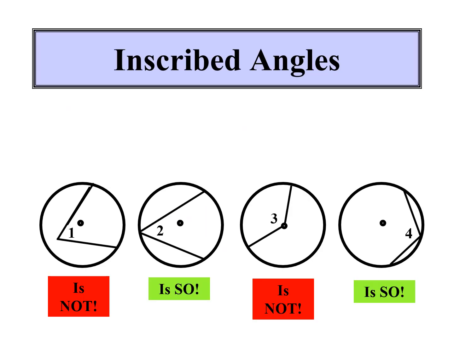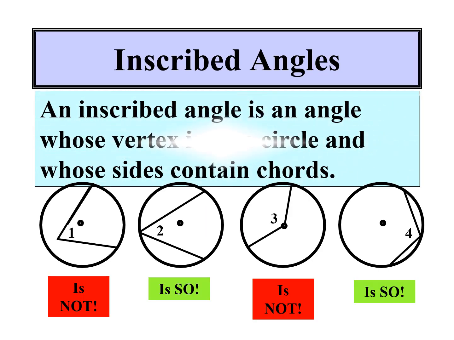So let's move on to inscribed angles. An inscribed angle is an angle whose vertex is on a circle and whose sides contain chords. For the first one, it is not an inscribed angle. The second one, it is an inscribed angle. The third one, it is not an inscribed angle. Instead, it is a central angle. And for the fourth one, it is an inscribed angle.